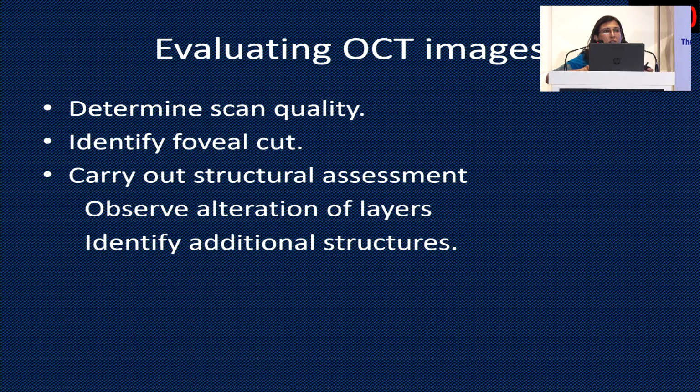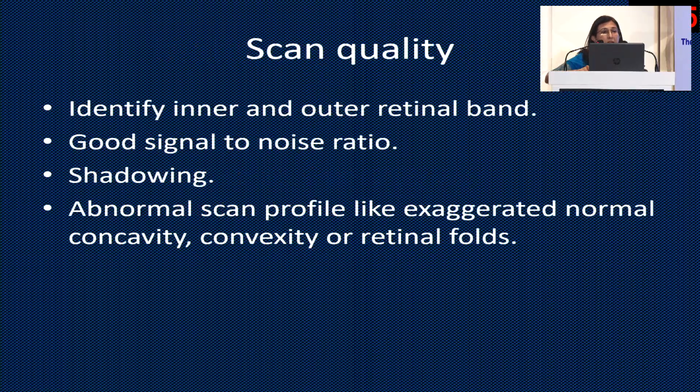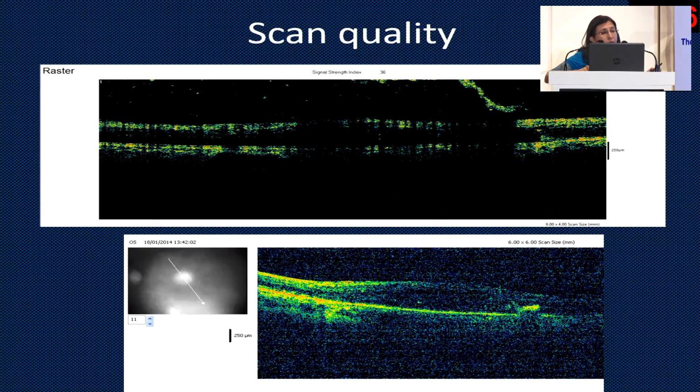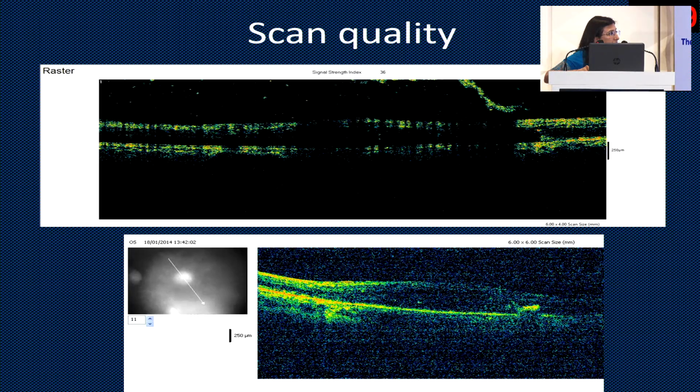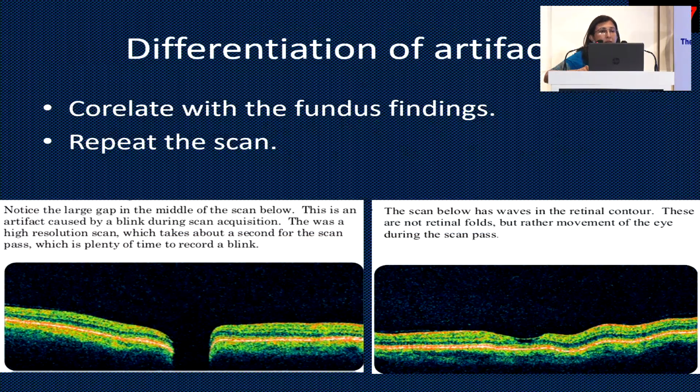Whenever we are evaluating, first of all look for the quality of the scan, then the position of the scan, and then assess the layers. In the quality, you should be able to see both the inner and outer retinal bands. There should not be much noise or haziness in the image, and no shadowing effects. Look here in the first picture: you cannot see the inner and outer band in a few areas. This is not because of some problem, but because you see this thick membrane here, which is causing a shadowing effect, so you're not able to see these. And in the second, there's a lot of haziness, and this can be due to any media opacity, like cataract in this case.